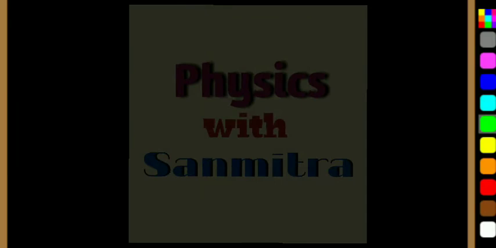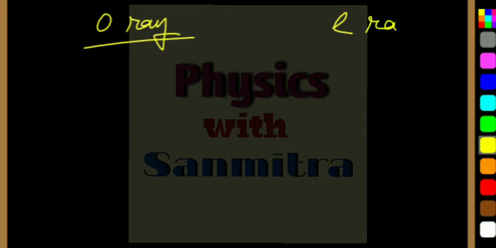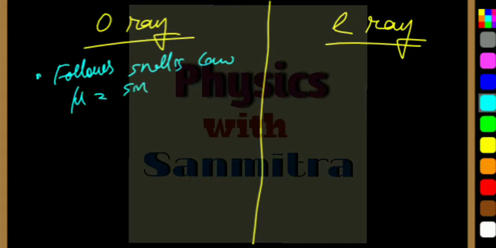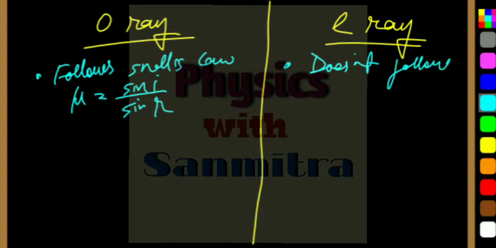Now let me write about the O ray, the ordinary ray, and about the E ray, the extraordinary ray. Let me write the difference. Let me write a comparison. First of all, the O ray follows Snell's law, that is mu is equal to sine I by sine R. But here the E ray doesn't follow Snell's law, and here mu is not equal to sine I by sine R.